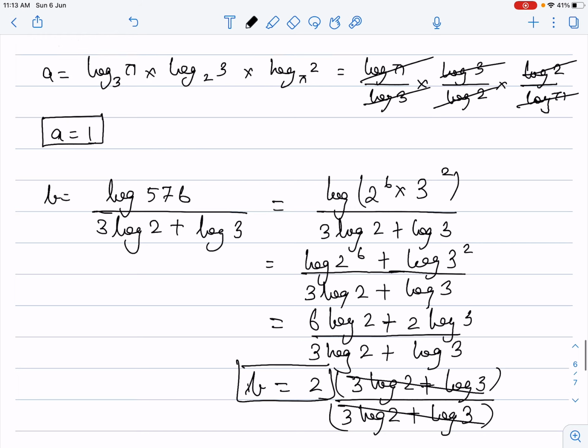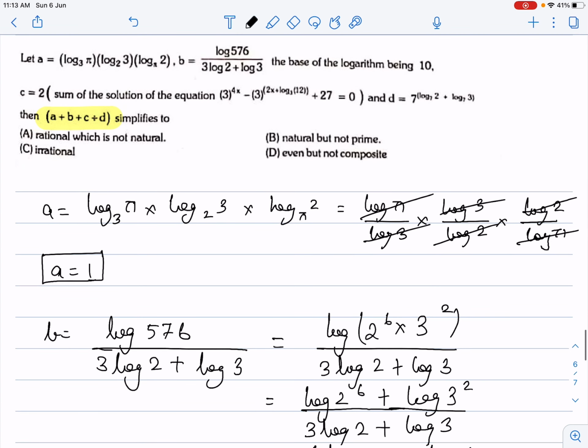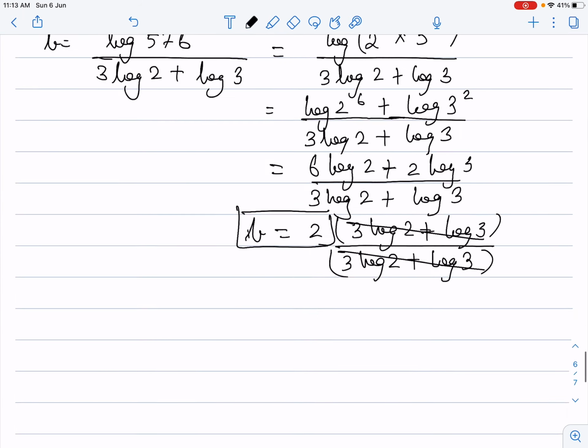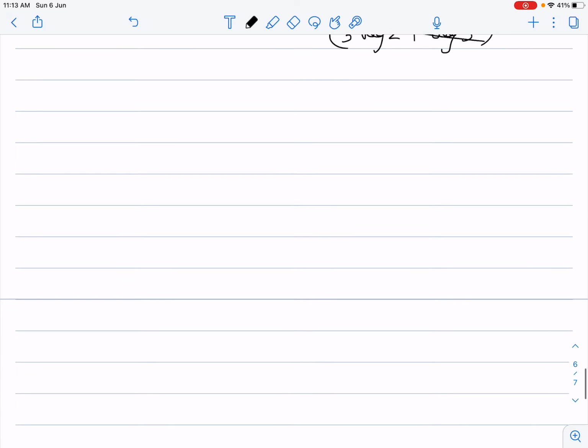Now let's see what is the next equation given to you. The next equation is this thing given to you, and they have told you that the sum of the solutions of this multiplied by 2 you have to find out. So first of all I will solve the equation. The equation is given like 3 to the power 4x minus 3 to the power 2x plus log 12 base 3 plus 27 is equal to 0.